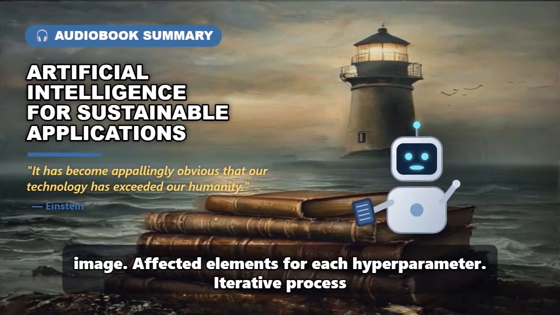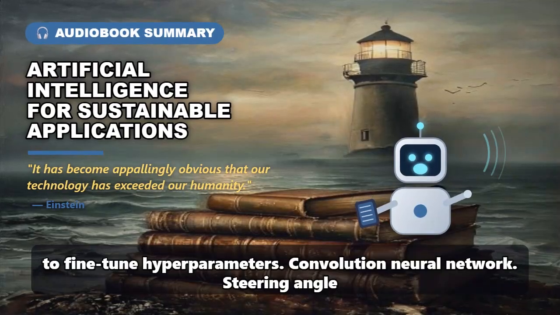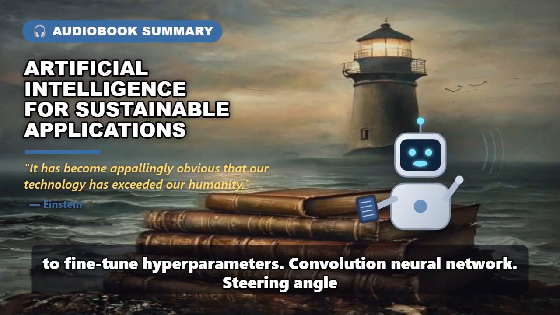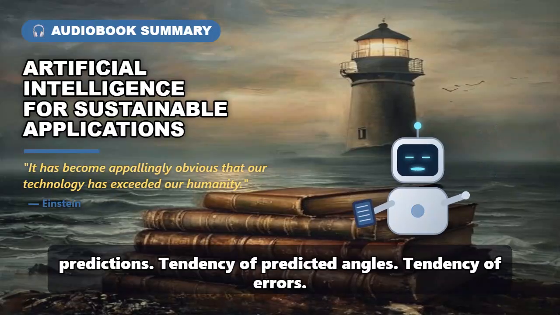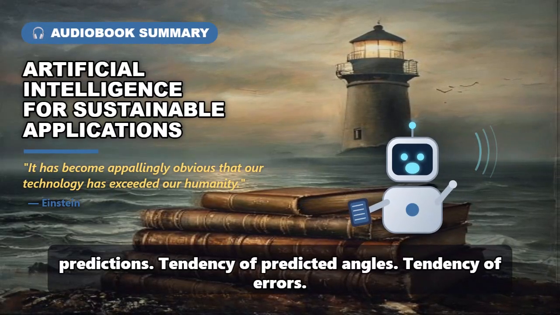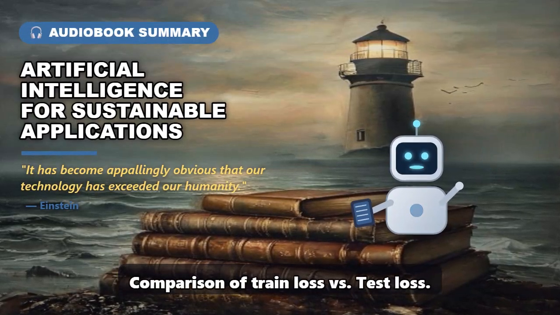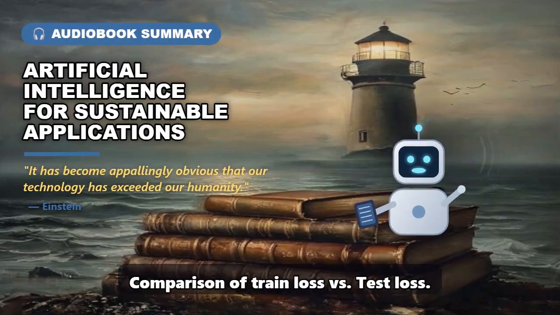Iterative process to fine-tune hyperparameters. Convolutional neural network. Steering angle predictions. Tendency of predicted angles. Tendency of errors. Comparison of train loss versus test loss.